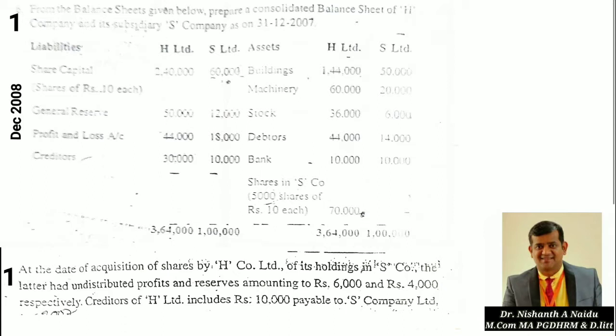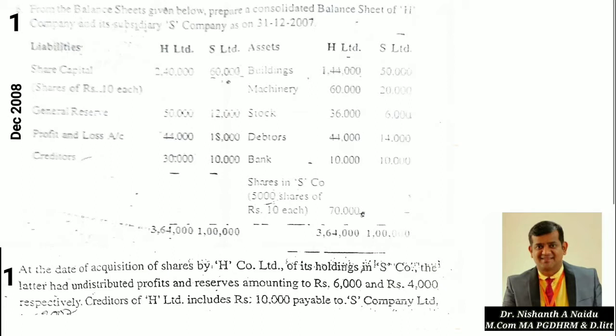Next item is shares in S Company, 5,000 shares of rupees 10 each. Whatever I read should come in the asset column. That is shares in S Company, 5,000 shares of rupees 10 each, and in the H Limited amount column write down 70,000 rupees. Now both column totals: H Limited 3,64,000 and S Limited 1 lakh rupees.